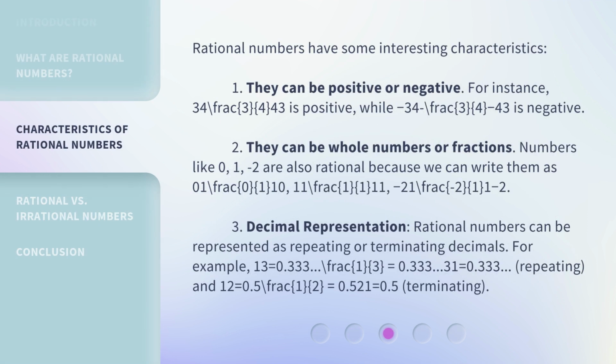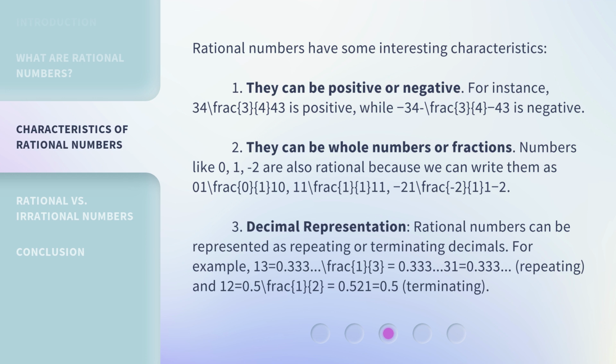Rational numbers have some interesting characteristics. 1. They can be positive or negative. For instance, 3/4 is positive, while -3/4 is negative.